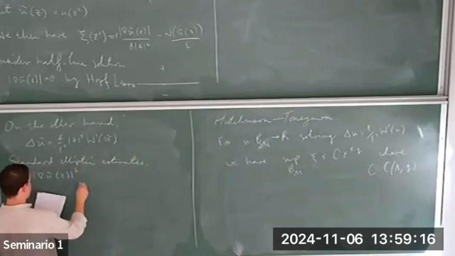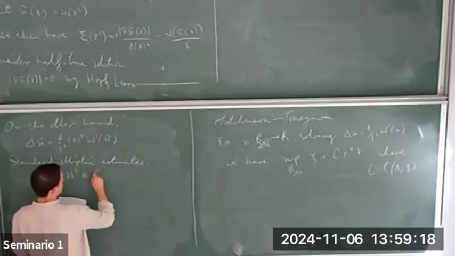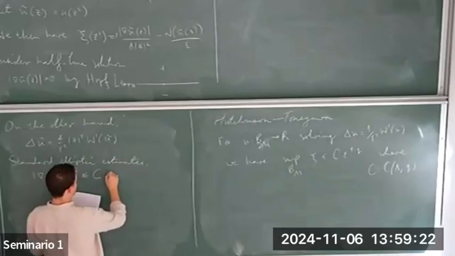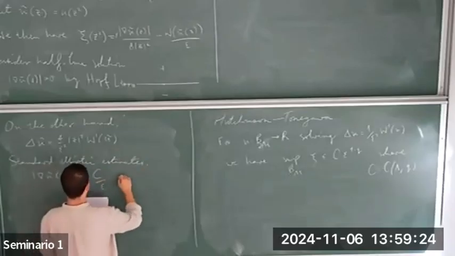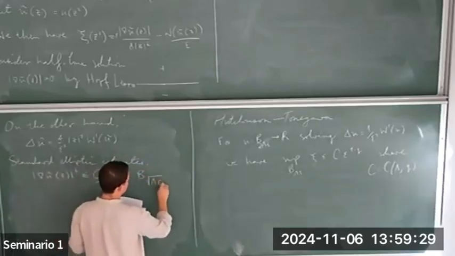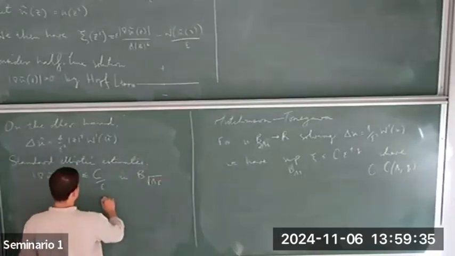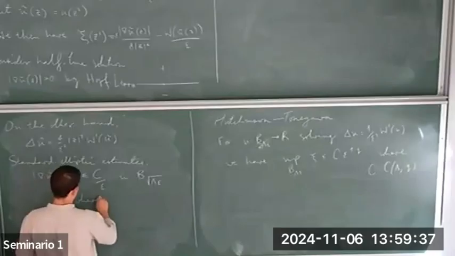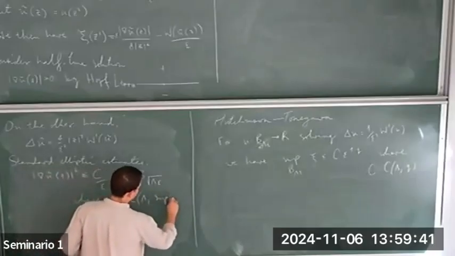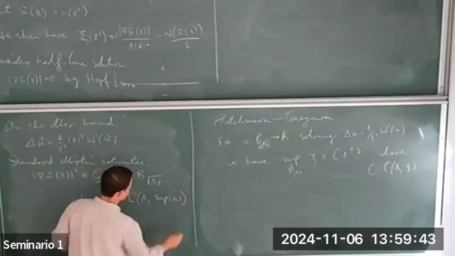And then what you get is that the gradient is bounded by some constant times 1 over epsilon, on a ball of radius square root of some constant times epsilon, where the constant c depends on lambda and some bound for u.